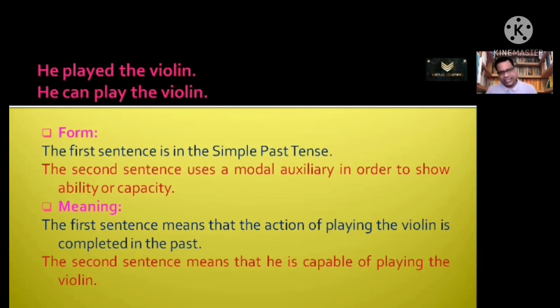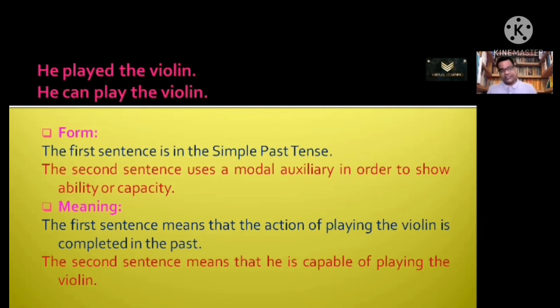In the first sentence, he played the violin means that the action of playing the violin is completed in the past. He picked up his violin, which is a musical instrument. He tried his hand, he played it. And the action of playing the violin is completed in the past.